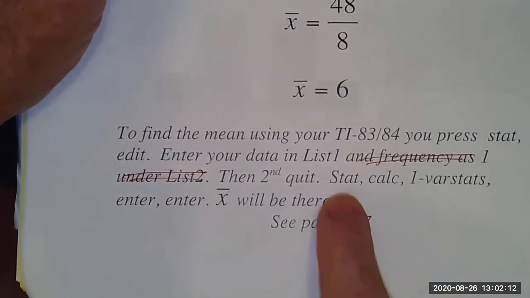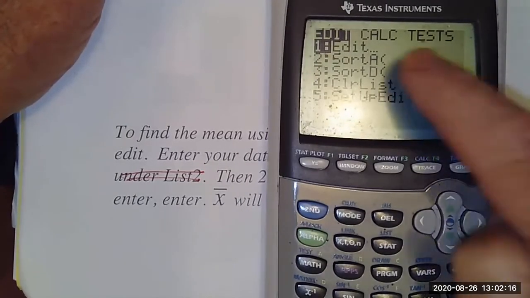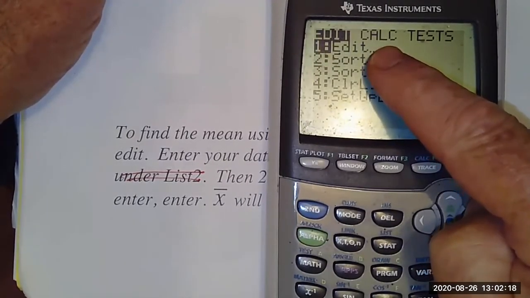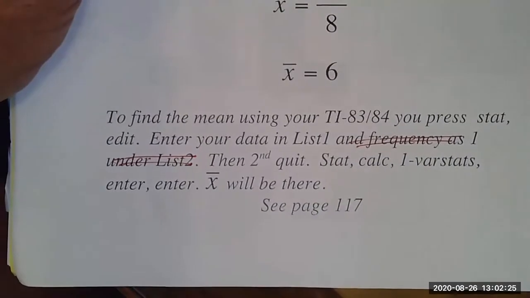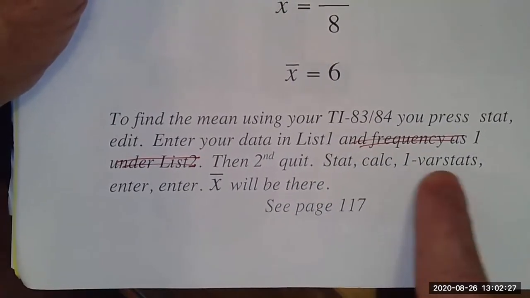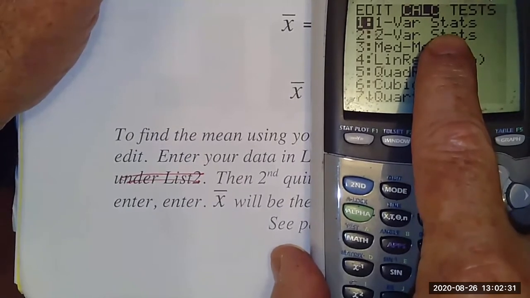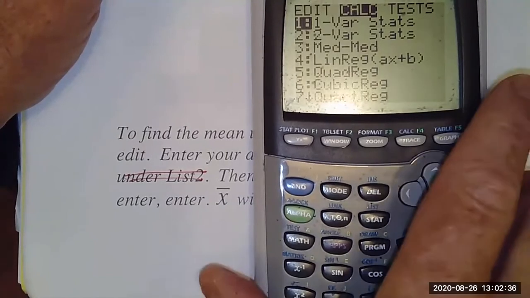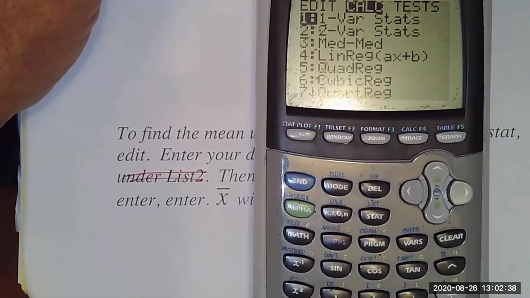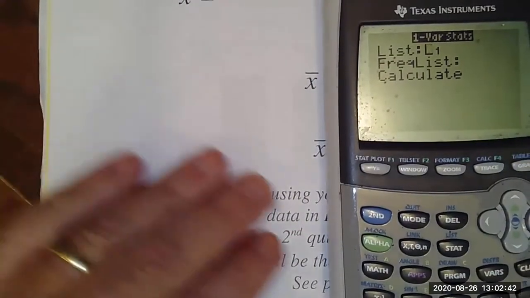Okay, hit the stat button. I want to go to calc. That's my next set of instructions. Go to calc. That means I toggled over to calc. And I want the 1 var stat. The very first thing is 1 var stat. I want that. So now you hit enter and stop. It says hit enter twice, but just hit it once, and stop for a second. Hit enter once.